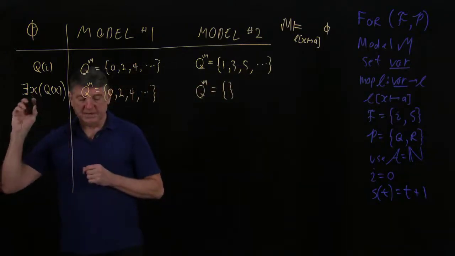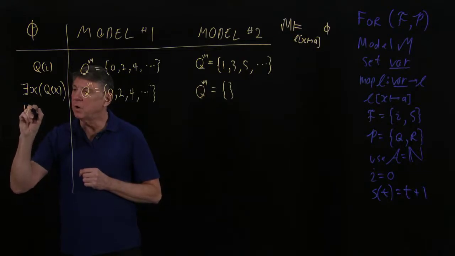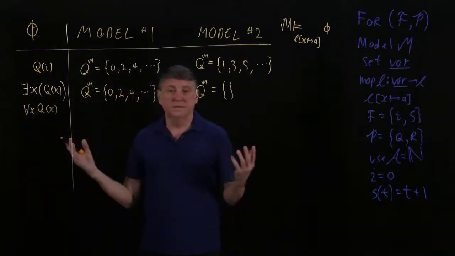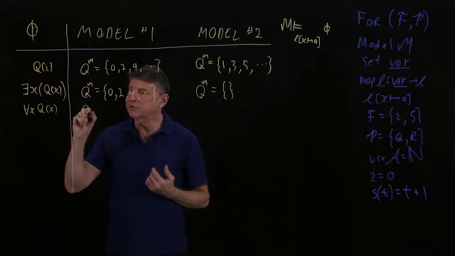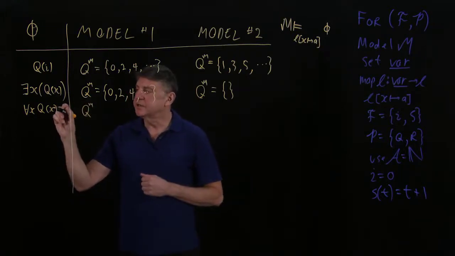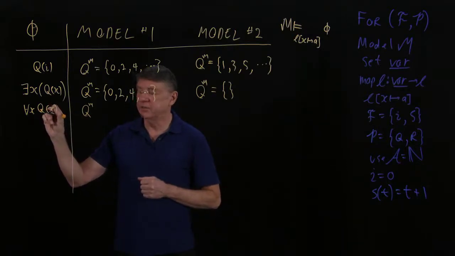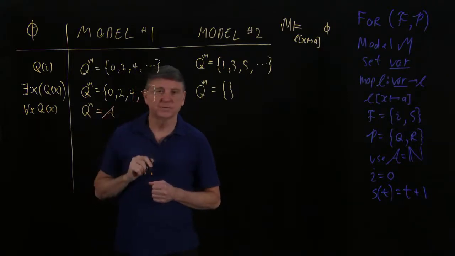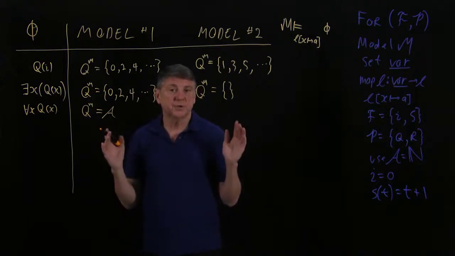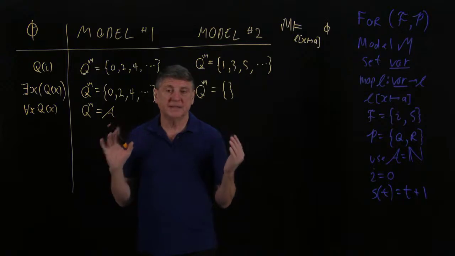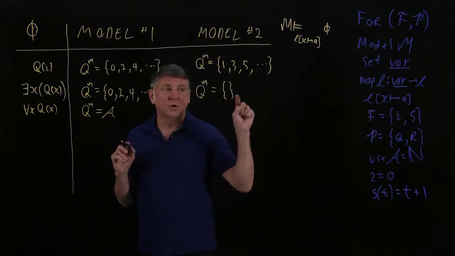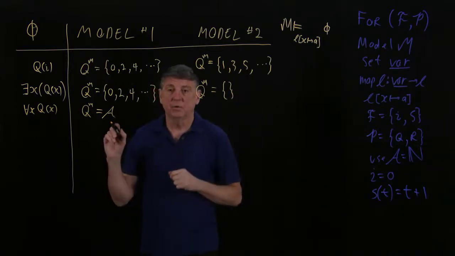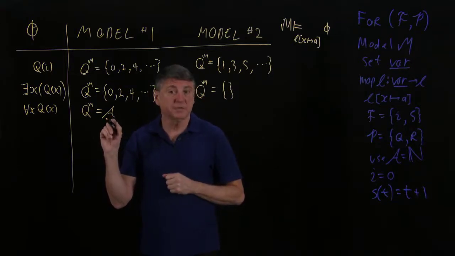Now, suppose that our formula is for all x, Q of x. What would satisfy this? Well, it turns out that there is only one set such that if we look for x in the set Q, it's always present, and that is when Q is the entire universe of discourse. So now we've seen two of the edge examples of extensional definitions of predicates.